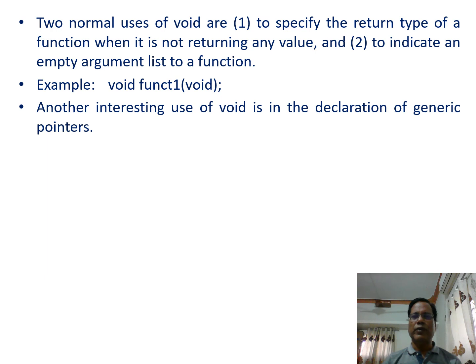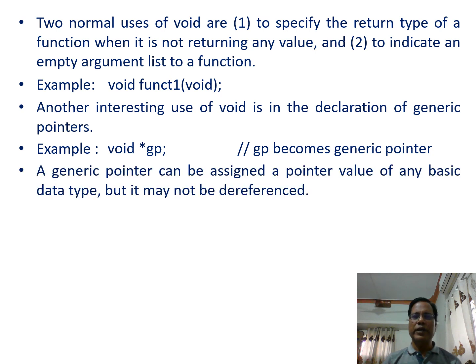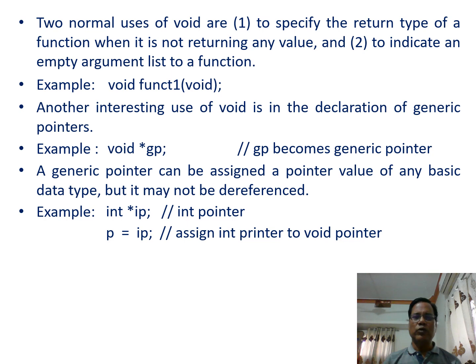Another interesting use of void is in the declaration of generic pointers. For example, void *gp. gp becomes a generic pointer. A generic pointer can be assigned a pointer value of any basic data type, but it may not be dereferenced. For example, int *ip; gp = ip; assigns the integer pointer to the void pointer.